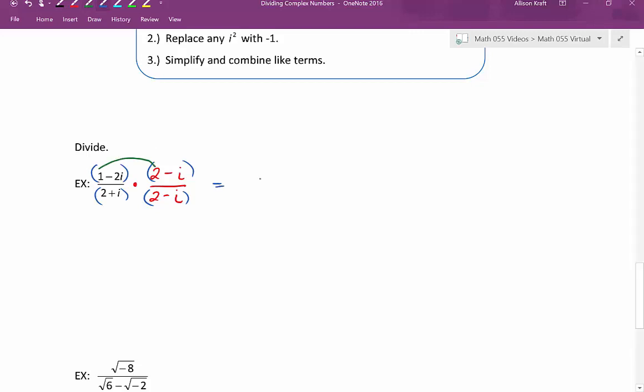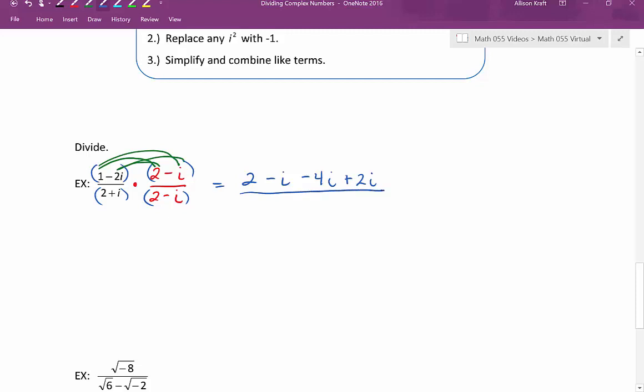1 times 2, 1 times -i, -2i times 2, -4i, and -2i times a -1. That's going to be plus 2i squared.